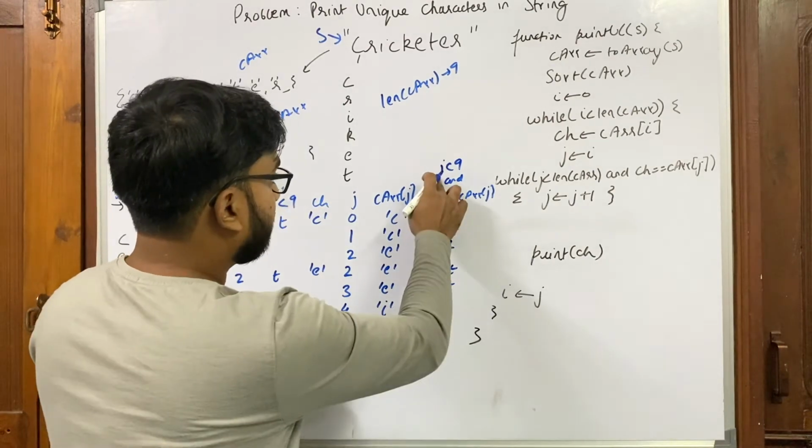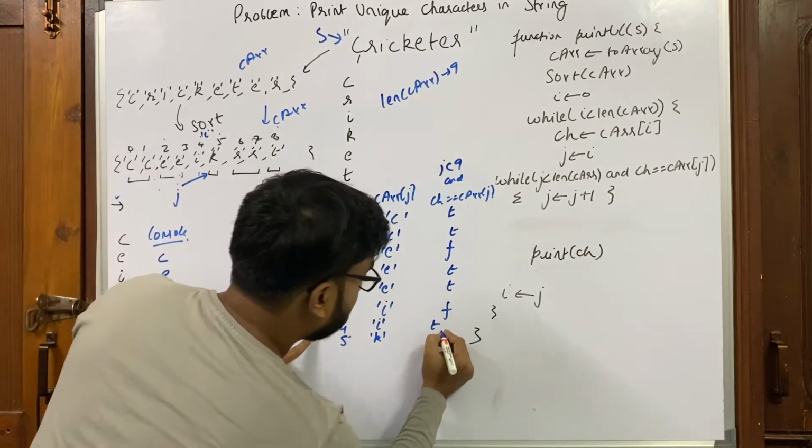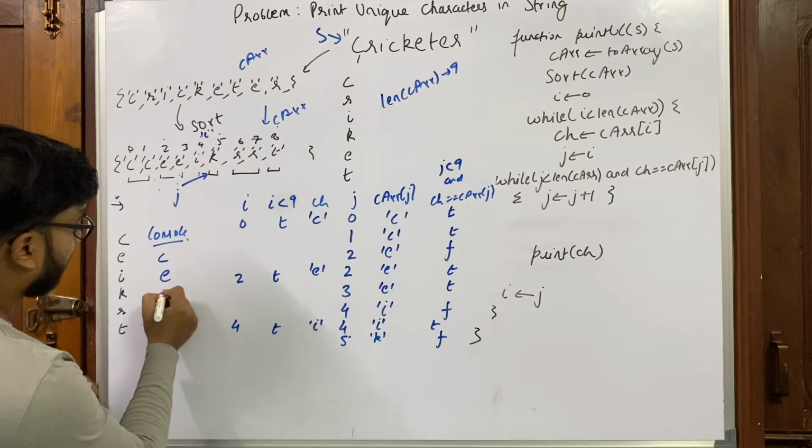So 5 is less than 9, true. CH equals CARR J. CH is I, CARR J is K. This is false. Okay, you come out of the while loop. You print CH. CH is I, you print I.